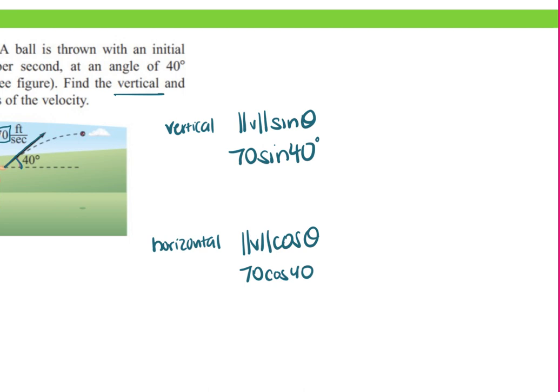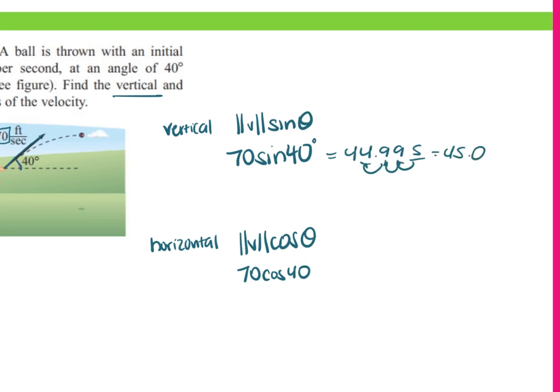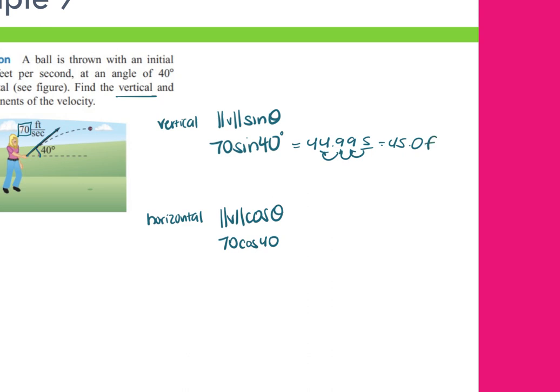70 sine of 40 is 44.995, so this is going to bump everything, and this becomes 45.0, and its distance here would be feet. And then 70 cosine of 40 is 53.62, and again, this would be feet.